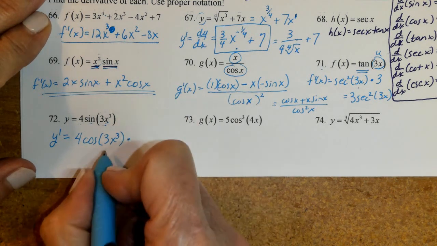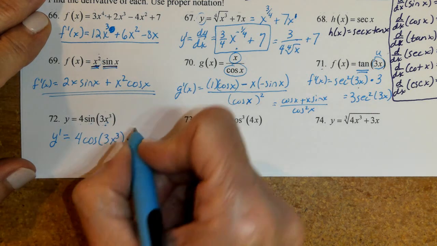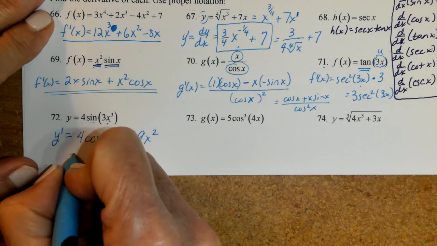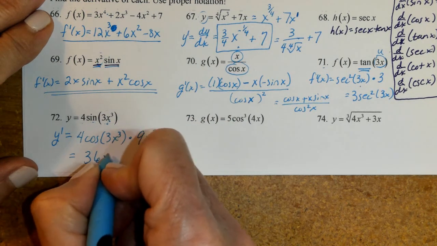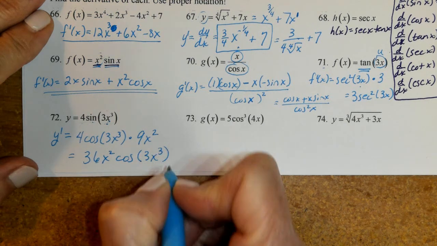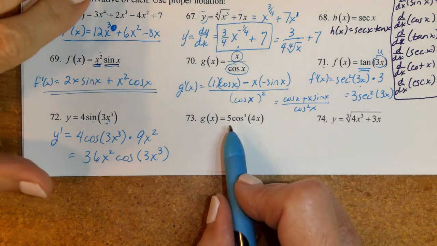Now we're multiplying by the derivative of the inside. So the derivative of your argument. Well, the derivative of our argument is 9x squared. So this would be 36x squared cosine of 3x cubed. Okay? Number 73.